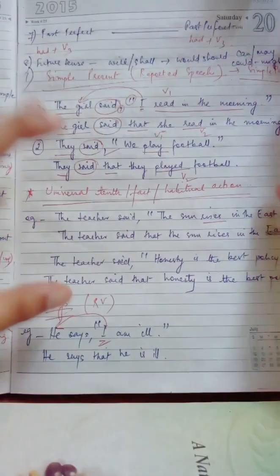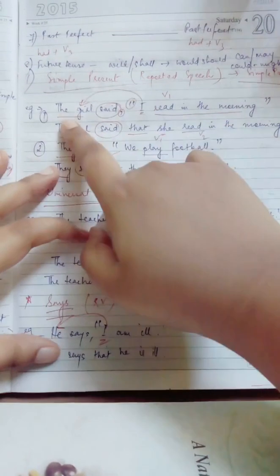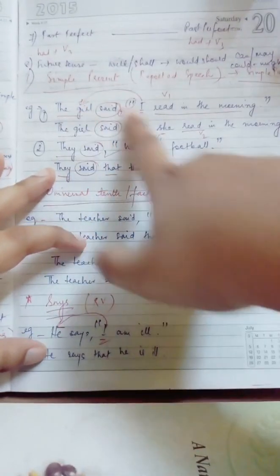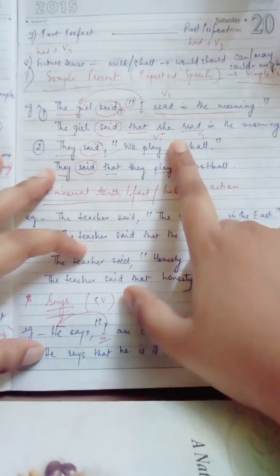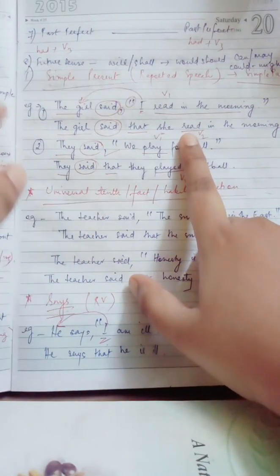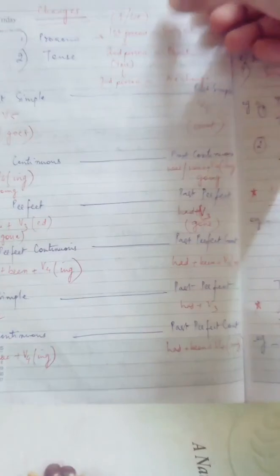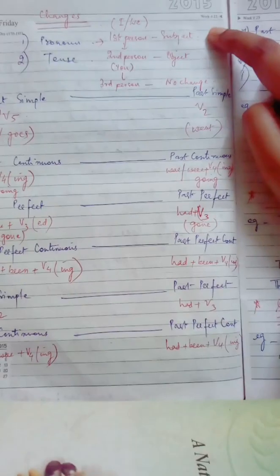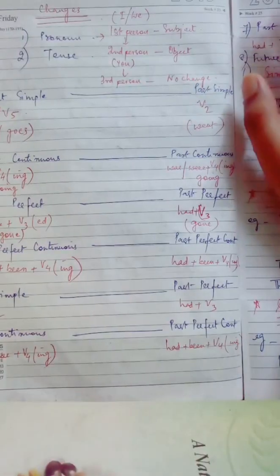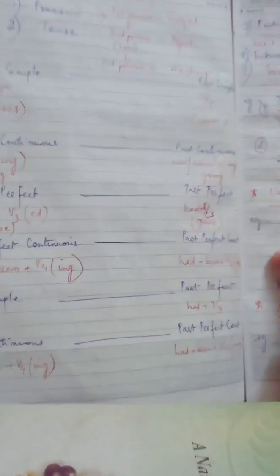So if your reported speech starts with the first person, that is I, see your subject, and according to the subject you change it in indirect speech, that is she. So your pronoun will be according to the subject. The girl said that she read in the morning. So change of the pronoun: first person, see the subject; second person, see the object; third person, do not have to refer anything. There will be no change. Keep it as that. So this is what change of pronoun.